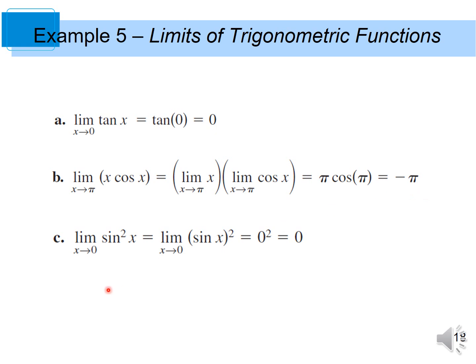For c, the function is sine squared x, where it can be written as sine x squared. And we substitute the 0 into the x, where sine 0 is equal to 0. And 0 squared is equal to 0.